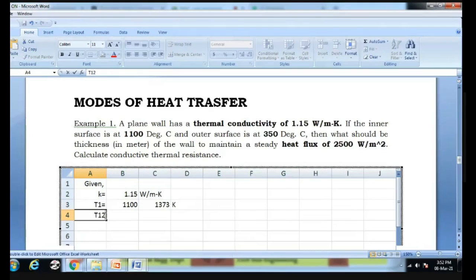T2 is 350. Okay, T2. You know T2? What is it? 350 degrees Celsius, and you just add 273.